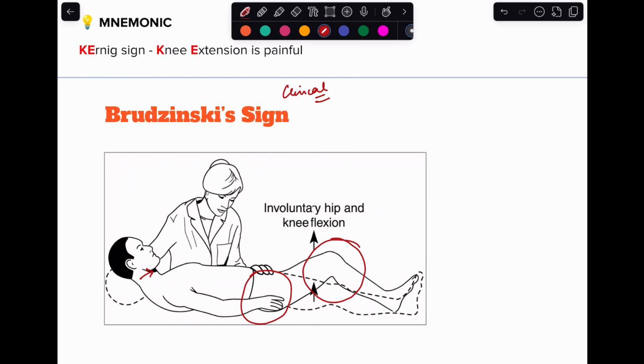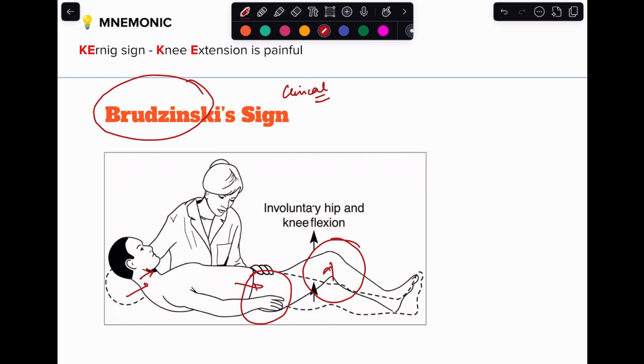What is the reason behind this? In case of a meningitis patient, the meninges are inflamed, they are irritated. So when you do flexion of the neck, it ends up stretching the meninges. So to reduce the stretch and the pain, the patient will reflexly end up flexing the hip as well as the knee. And this will indicate that there is meningeal irritation in this patient. This sign is also an eponym which was named after the Polish pediatrician Joseph Brudzinski, who was the first one to describe this sign.